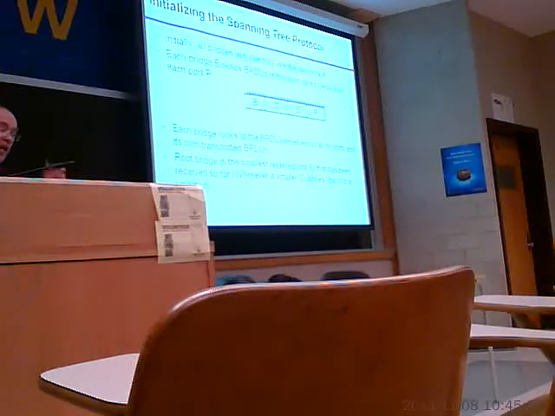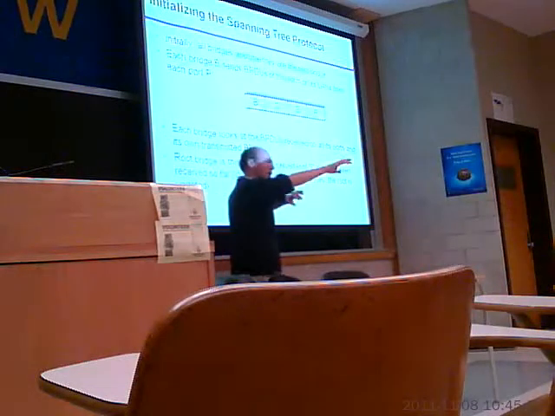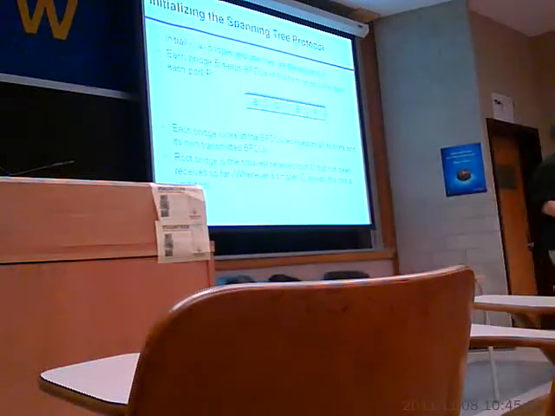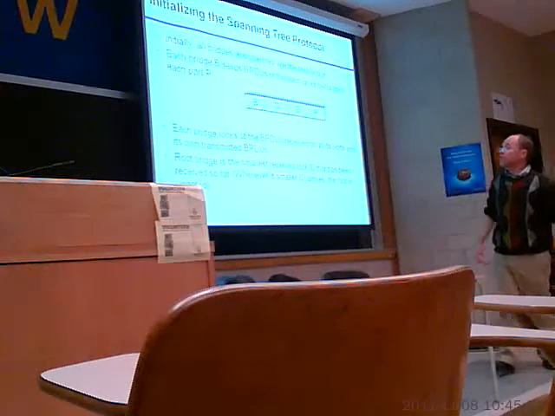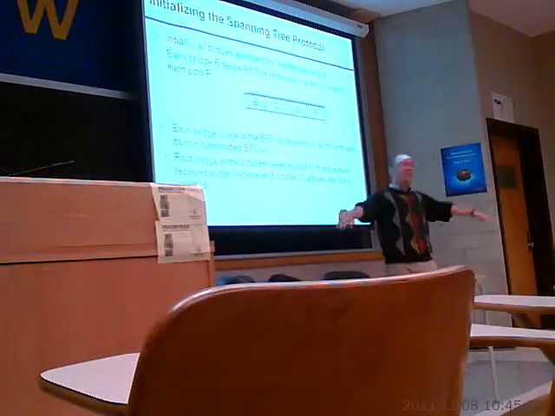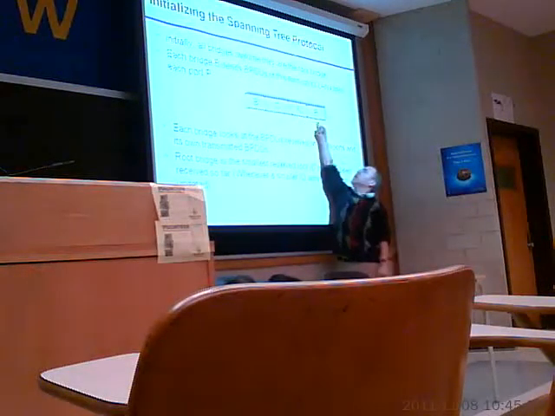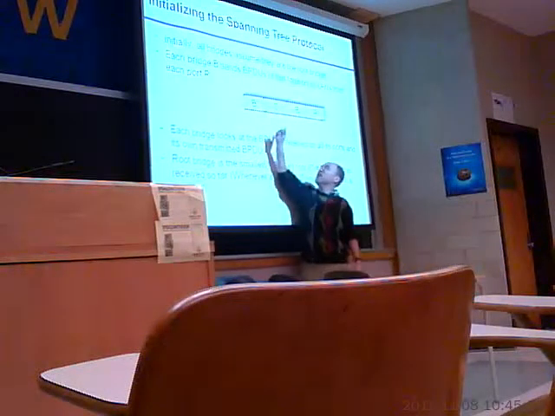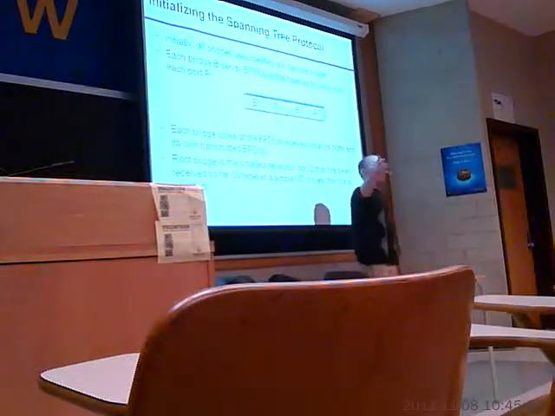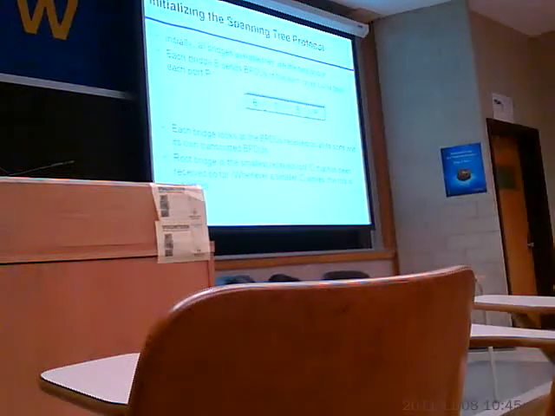Alright, now let's start building the tree. Bridges are turned on. Initially, each bridge believes it is the root of the spanning tree. That's how they start. They haven't learned about anything else. So they send out a message on all their ports saying, I'm bridge B, I'm sending this through my port P, I'm the root, and my cost to the root is 0. Everybody sends this out.